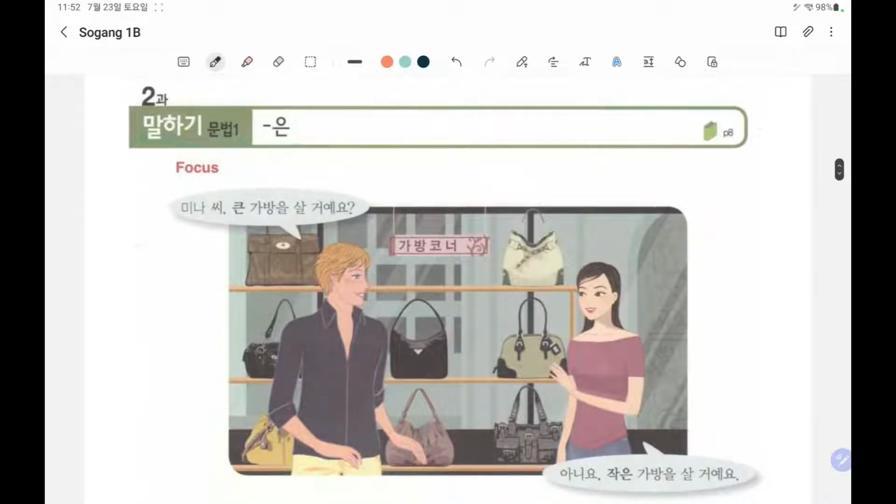Okay, let's see the first grammar point. This is one of very few cases where we distinguish verbs from adjectives in terms of conjugation in the Korean language. When do we use 은? When we modify a noun with adjectives. For example, let me take an example.